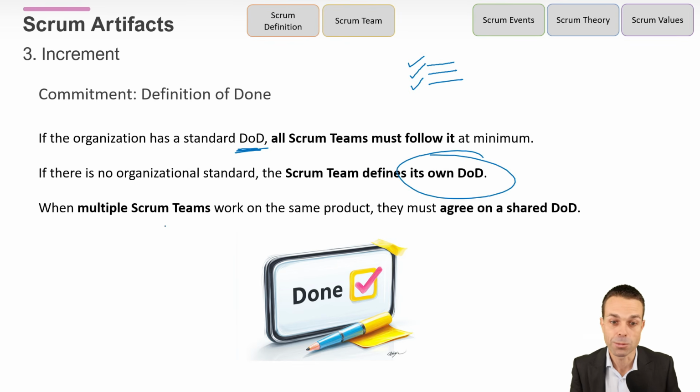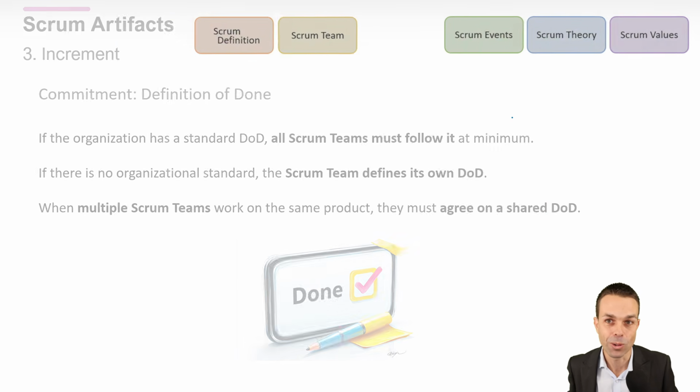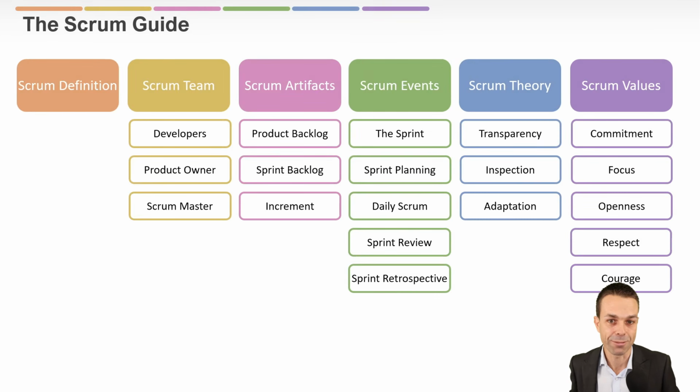When multiple Scrum teams work on the same product, like we saw before, and remember, if that happens, we still have one product owner and one product backlog, but we might have multiple teams on the same product, then they have to agree on a shared definition of done. So what does it mean? How do we know when something is complete? That's our definition of done.